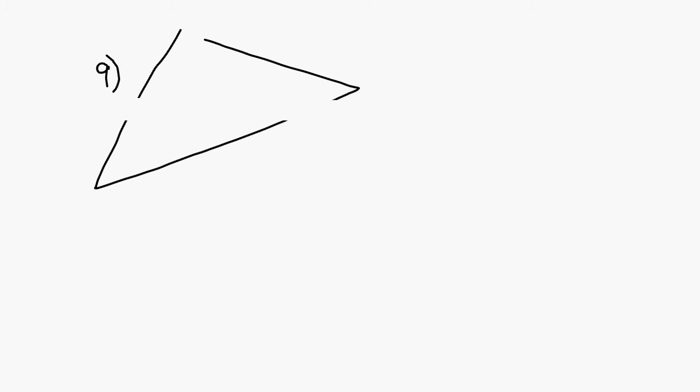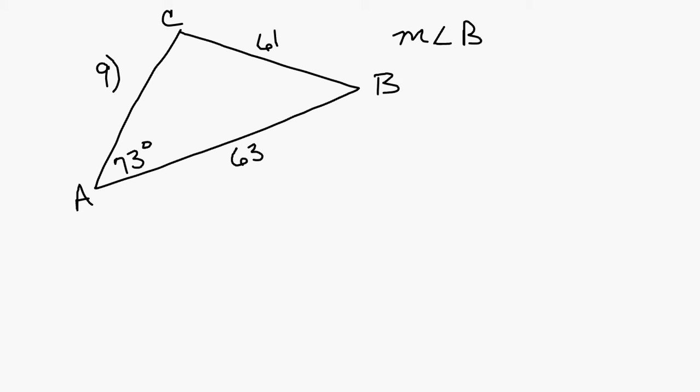Number 9. Find the measure of B. So we're looking for the measure of angle B. Given that little letter c is 63, so if this is 63, that makes this angle C. Little letter a is 61, so that makes the angle opposite it, angle A. And they give you angle A is 73 degrees. So that leaves this angle over here as angle B.